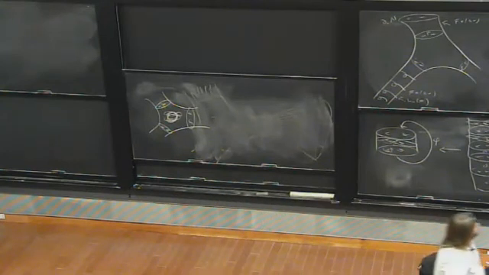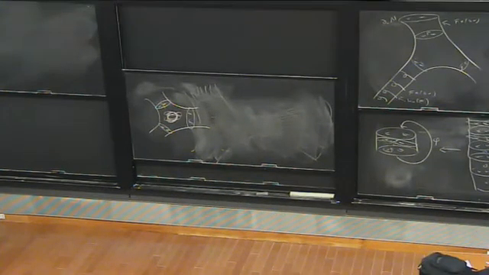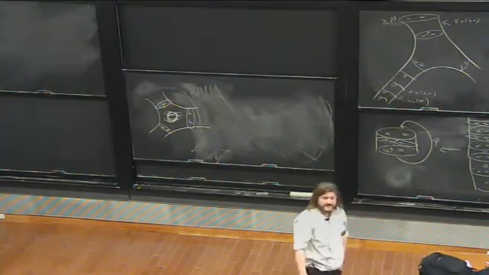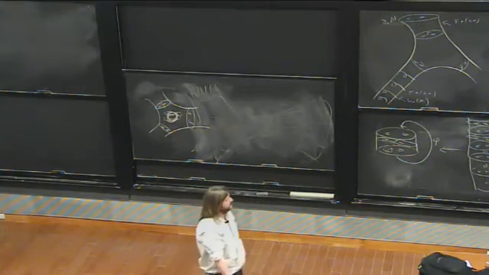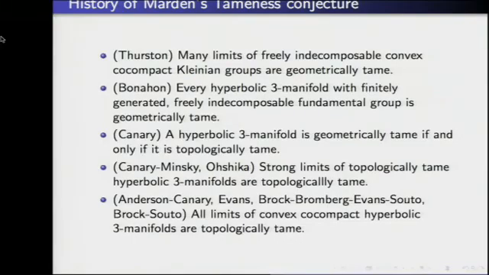Then as we went along, you can prove that strong limits of topologically tame hyperbolic three-manifolds are topologically tame. That means you take a sequence that converges algebraically, and the associated manifolds converge geometrically in the sense of Gromov, meaning that if you look at an R ball in the limit manifold, and then look far enough along in the sequence, it looks just like the R ball in the approximates. Then there were a bunch of results which eventually terminated in a result of Brock and Soto, showing that all limits of convex co-compact hyperbolic three-manifolds are topologically tame.